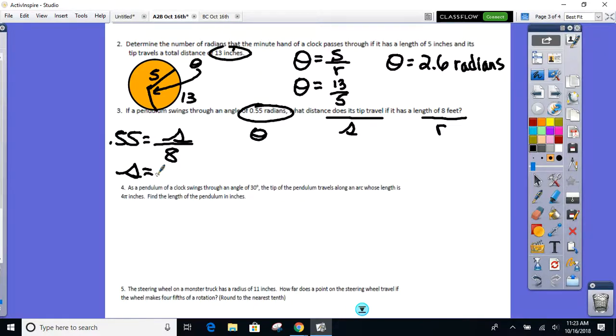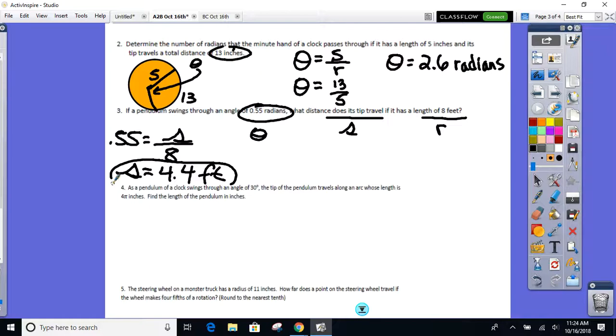What do you got there, Molly? 0.4? Okay, calm down. Easy with the attitude. 4.4. Yep. Feet. Everyone all right? Having the ability to plug in for 2, solve for the third. No big deal, because I'm really going to change it up on you now in the next problem.